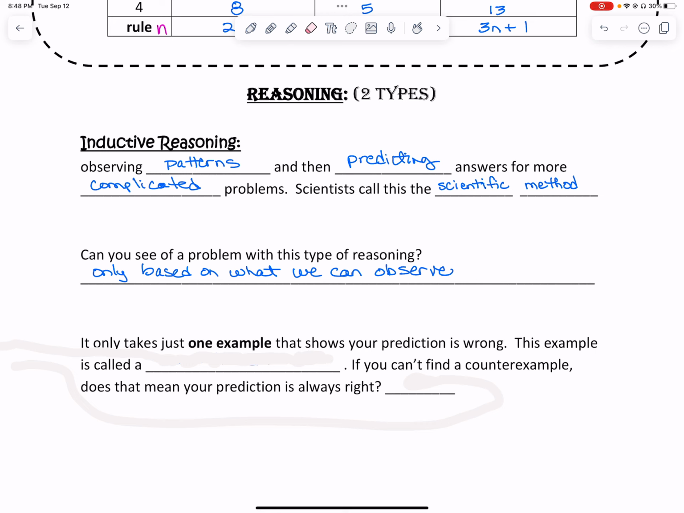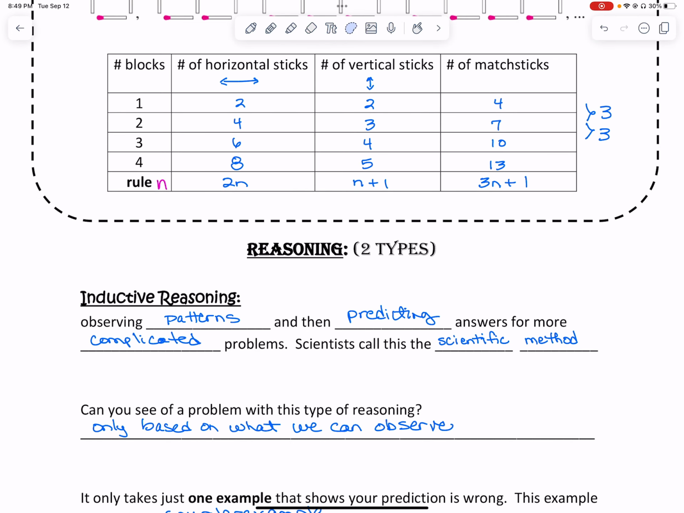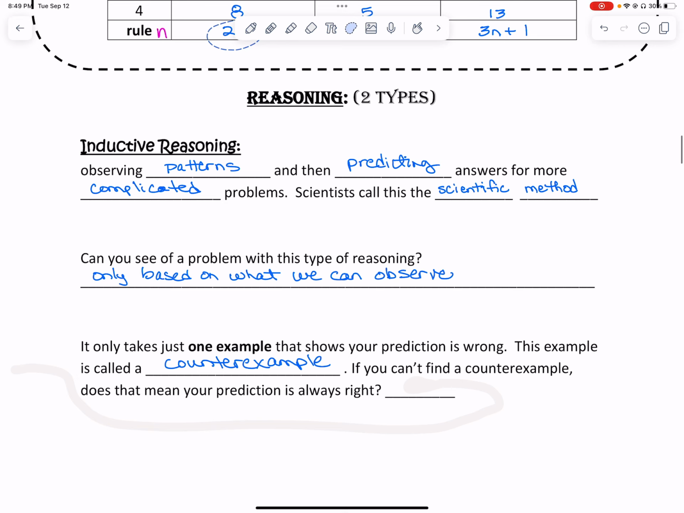It only takes just one example to show that your prediction is wrong. This is called a counterexample. Let's say I say, okay, I think that this is going to be 2n, but then I show something where I had 12 blocks and it was 3 horizontal sticks. Well, that didn't work, right? So if there's a counterexample, then that proves that's not accurate. So I would need to go back and guess again, based on the patterns.